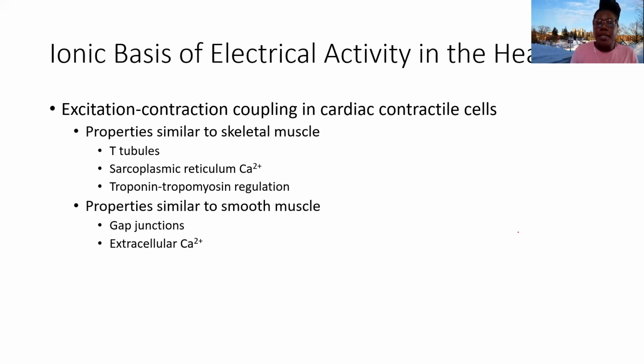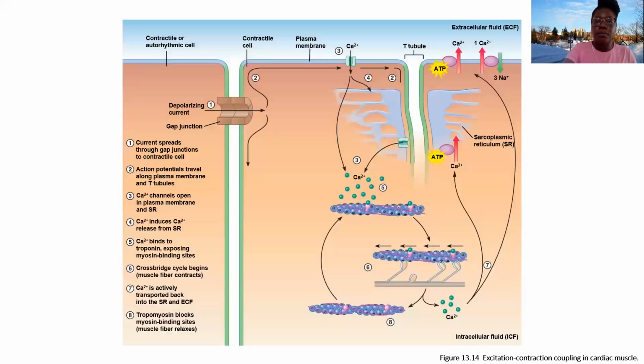But then there are some other properties that are shared with smooth muscle as well. The fact that we have gap junctions here, the fact that the source of calcium is not only the SR, but also that extracellular fluid where we have calcium coming in as well, okay? So bear in mind some of the shared properties between other types of muscle and some of the different properties as well.